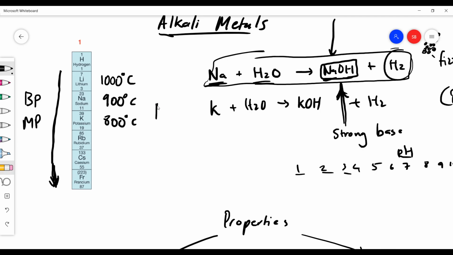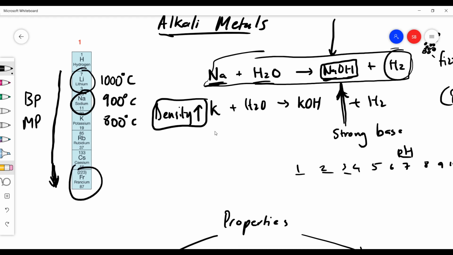What's quite interesting is that the further down you go, the density increases. If you look at the density of lithium and sodium, these would float on water, but francium wouldn't, because it's much more dense.